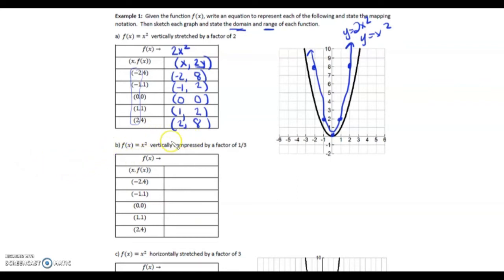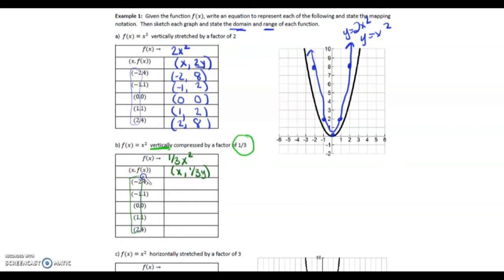Now the next one, vertically compressed by a factor of 1/3. So vertically, that's the easy one again. That's going to be 1/3 x squared. We're not going to touch the x's again. We're just going to take every single y value and multiply by 1/3. So 1/3 of the y's.